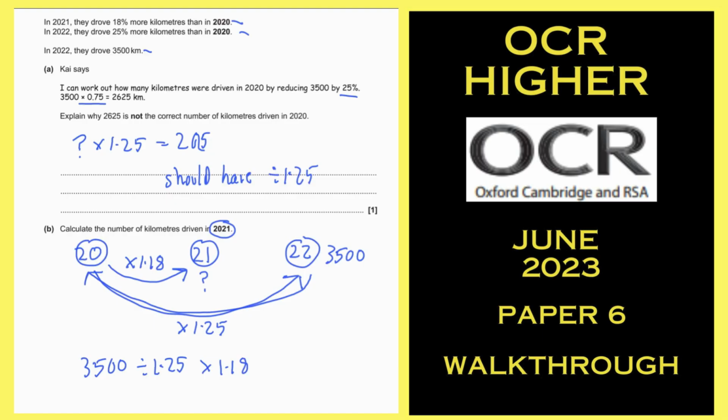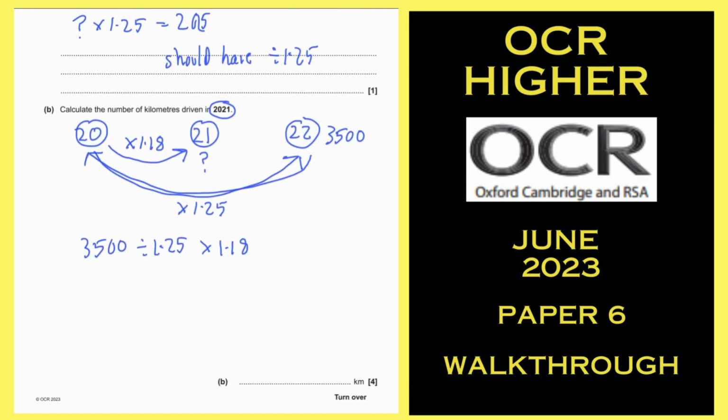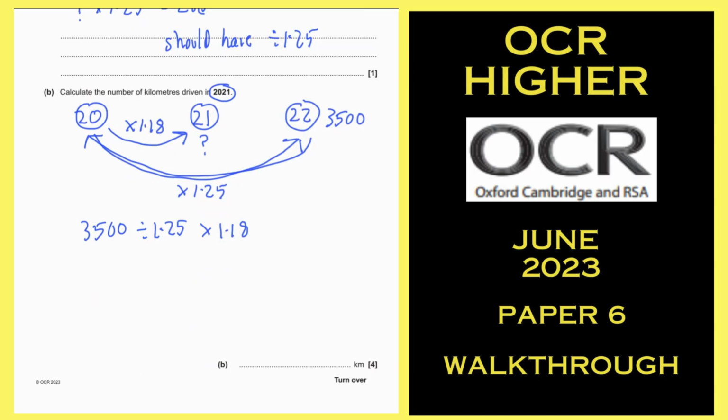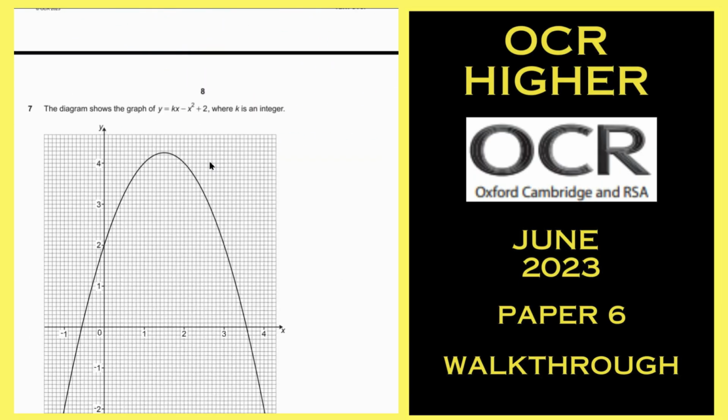So getting them in the right order, getting your story mapped out is extremely important. All right, you get 1 mark for multipliers, 1 mark for using divide by 1.25 and 1 for timesing, and your final answer should come out at 3,304 kilometres.